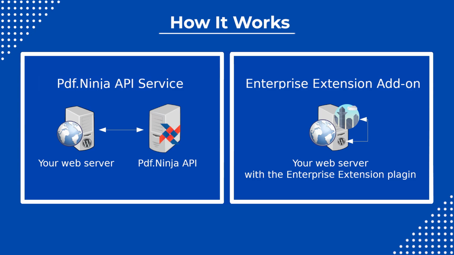There is also an add-on plugin available for enterprise users who may be interested in keeping data in-house. The add-on plugin, also known as the Enterprise Extension, is installed in addition to the main plugin. It uses local binaries to perform all PDF operations directly on your web server. Some users will not be able to use the Enterprise Extension plugin due to hosting their WordPress installation with hosting providers that have a very restrictive hosting environment.